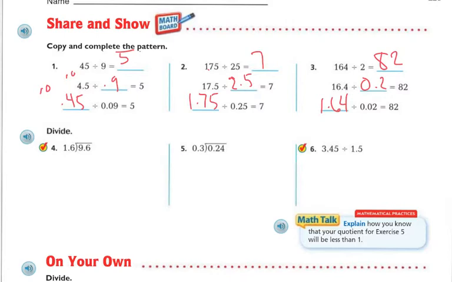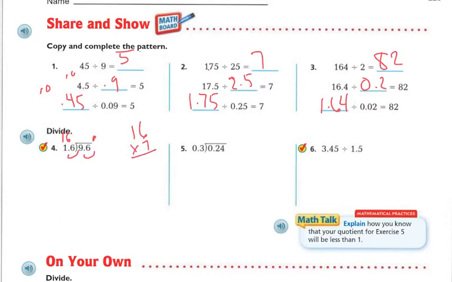So 1.6, remember I don't want to have any decimals on my outside, so I'm going to move it over 1 by multiplying by the power of 10, so this is actually going to be 16. So whatever I do on the outside, I have to do on the inside, so I'm going to move this one over by 1, and my decimal is going to be right up here, right after the 96. So now let's solve. 16 can't go into 9, but 16 can go into 96. About how many times?